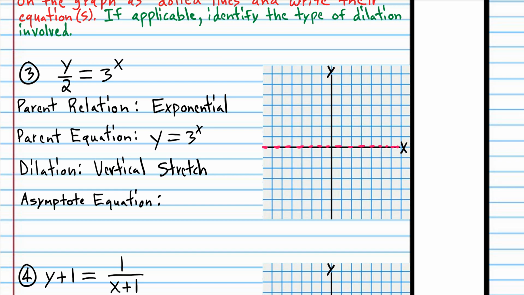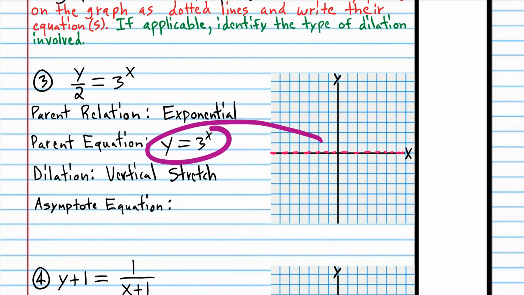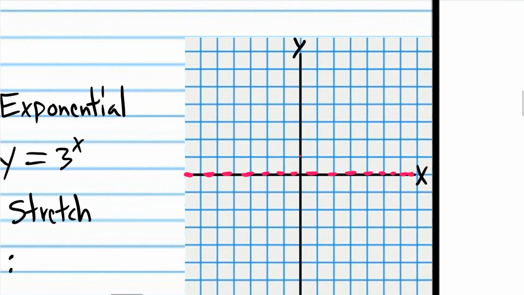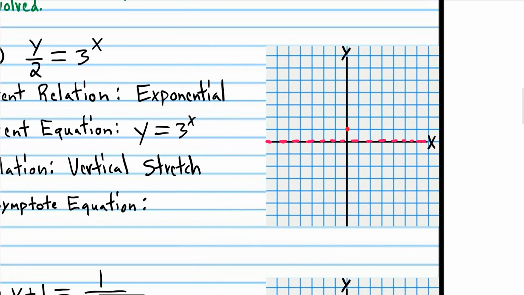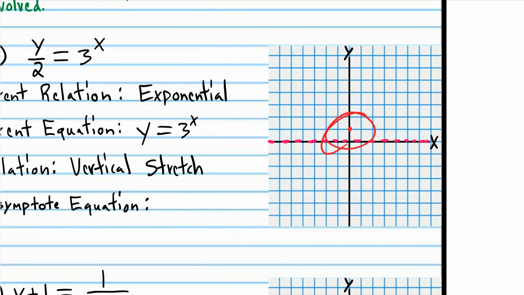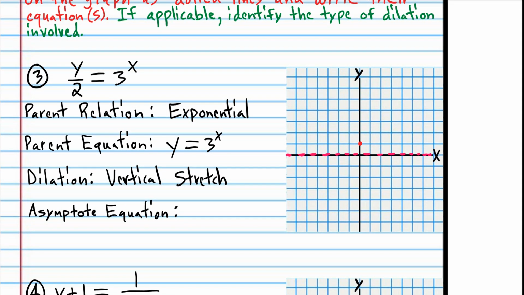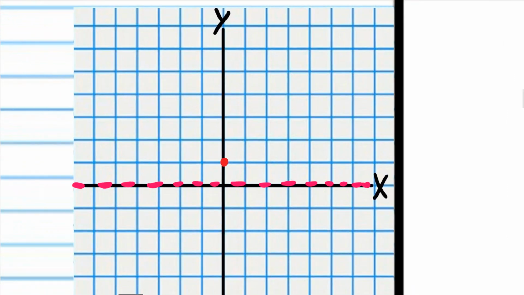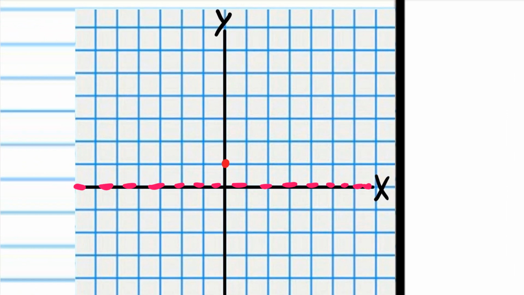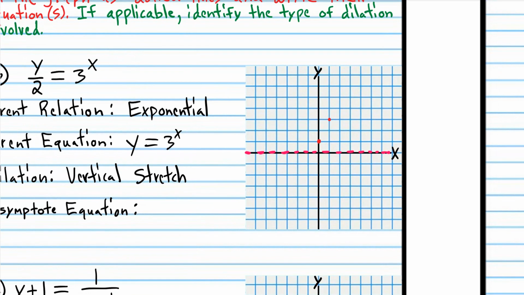So normally, if we plug in 0 for x to our parent equation, then the y value would be 1. But now we're dividing y by 2, so that means we're going to multiply all the y values by 2. So we're going to move that up. Also, if you plugged in 1 to the parent equation, you would get 3. So we're just going to take those points and we're going to double the y values.